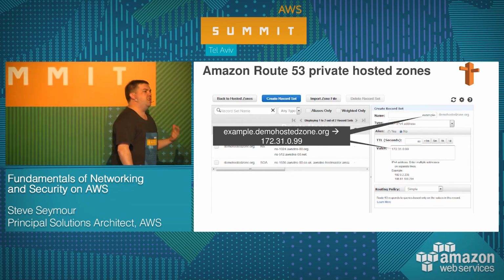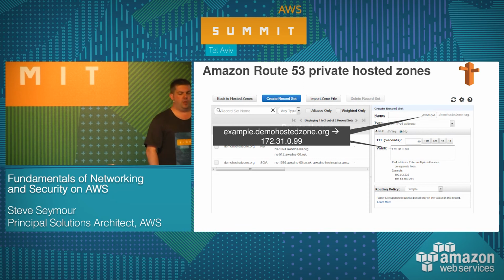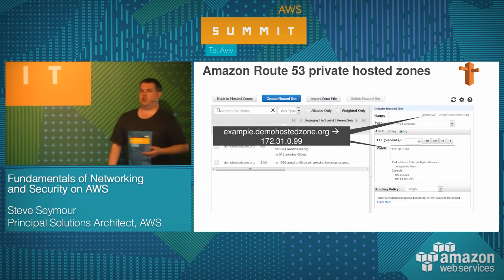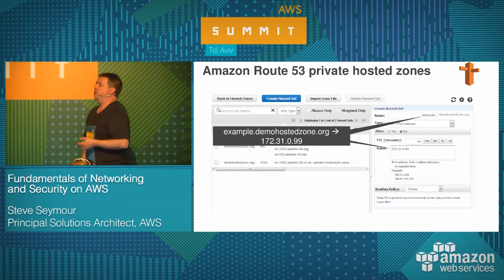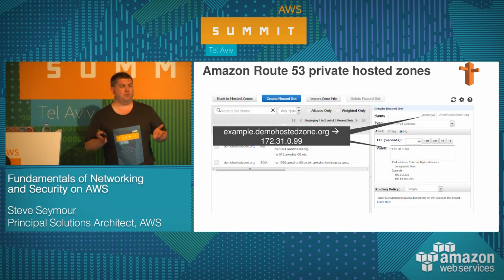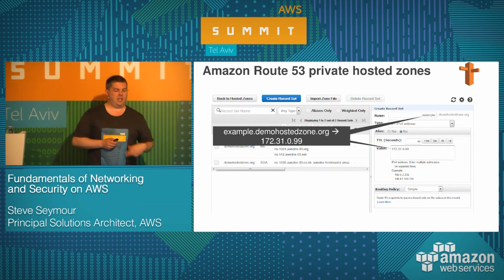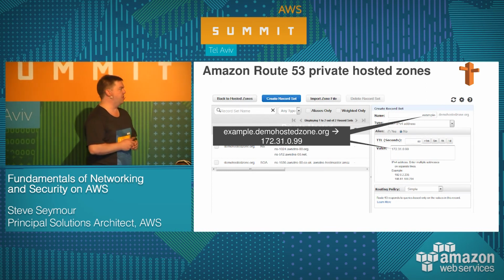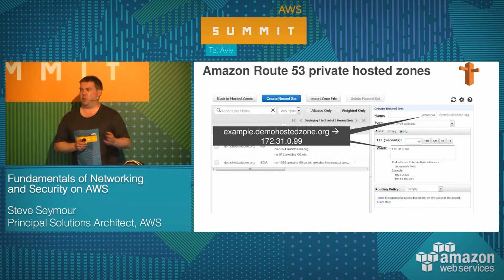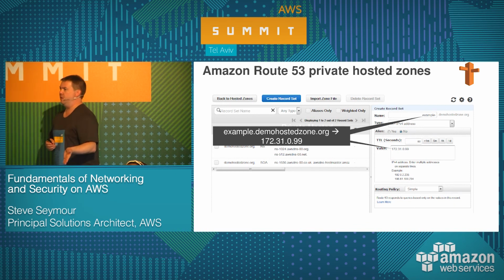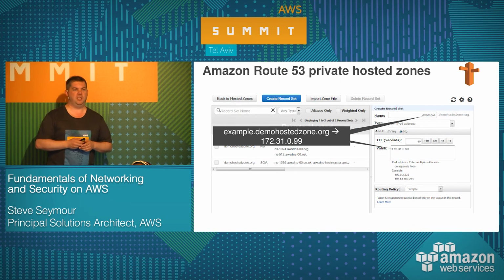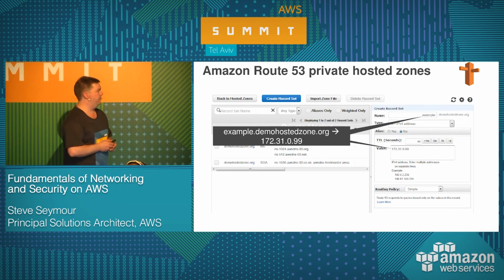But what if you don't want to use the name that we generated? Well, that's where Route 53 private hosted zones come in. You can actually create your own zone, your own domain name, that you use within your VPC. The rest of the internet can't see it. It doesn't resolve publicly. But you can create, in this case, a zone called demo hosted zone. Within that, I can create an entry for my EC2 instances, and I can point that at my private IP address. So within the world of my VPC, I can now resolve names that are within demohostedzone.org.